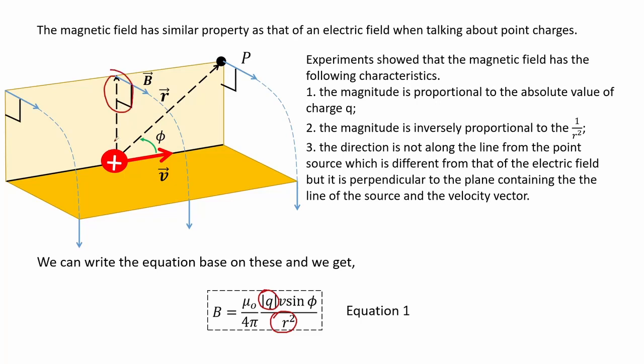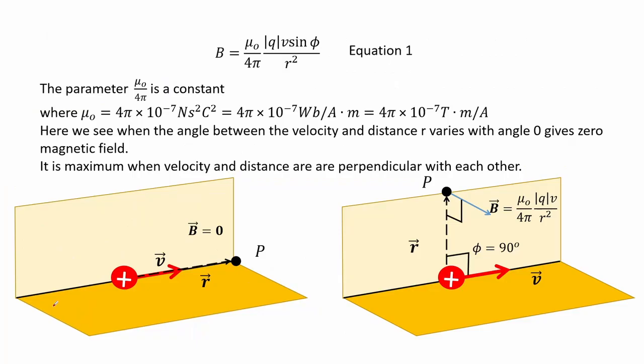The formulation that fits all these experimental observations is given by equation 1. The parameter mu0 over 4 pi is a constant, where mu0 is equal to the value shown here. Here we see in the equation that when the angle between the velocity and distance r is 0, it gives 0 magnetic field. It is maximum when velocity and distance are perpendicular to each other.